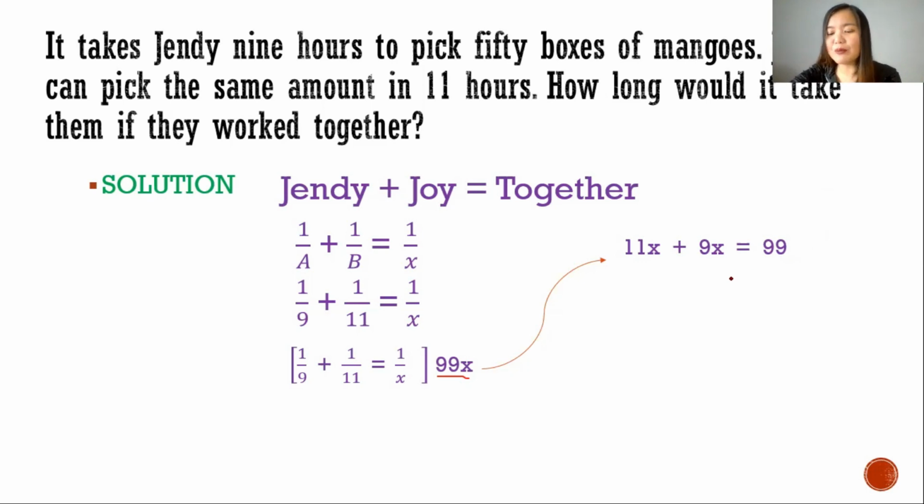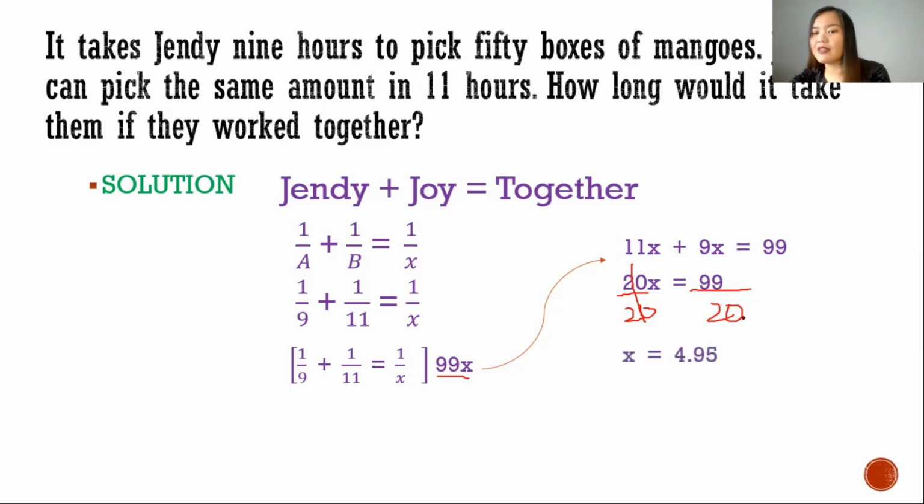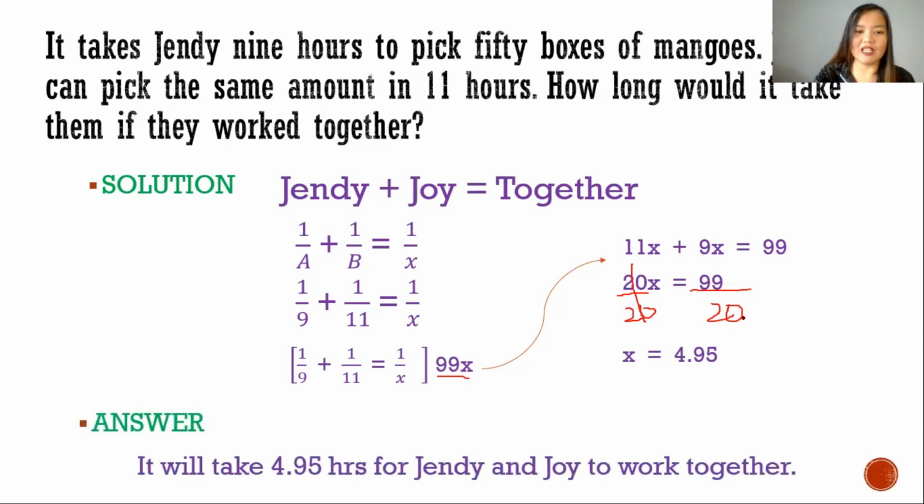Okay? So we have to combine like terms. So 11 plus 9, you have 20x equals 99. And then we have to divide both sides by 20, which is the coefficient beside the variable x. And then cancel that. Then 99 divided by 20 is equal to 4.95. So therefore, it will take 4.95 hours for Jendi and Joy to work together.